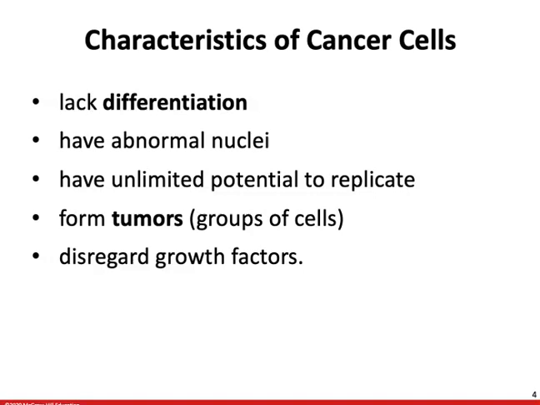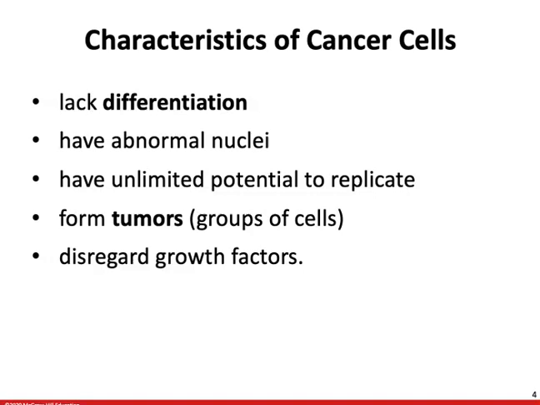Cancer cells also disregard growth factors. Growth factors are chemical signals that come in two types: stimulatory and inhibitory growth factors. Cancer cells keep on dividing even when stimulatory growth factors are absent. So there's no factor that says, hey, you should grow now. There's just no signal, nothing telling them to grow. They're just doing it anyway.